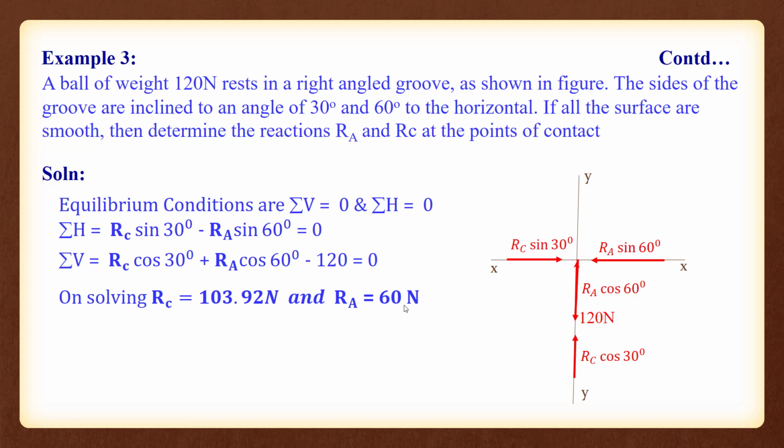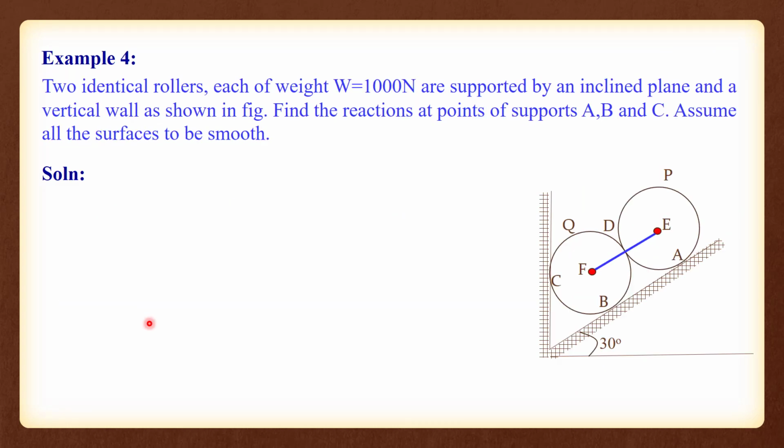Now we will move on to the fourth question. Two identical rollers, each of weight W equals 1000 Newton, are supported by an inclined plane and a vertical wall as shown in figure. Find the reactions at points of supports A, B and C. Assume all the surfaces to be smooth.